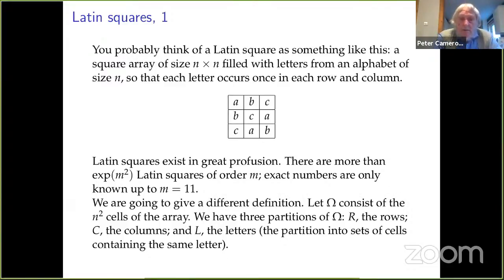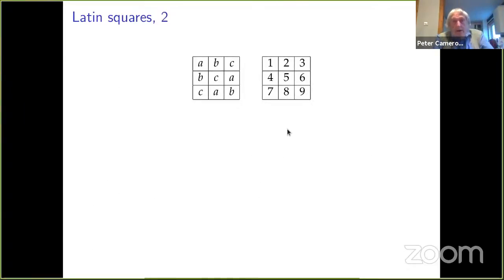But I'm going to define them in a different way in terms of partitions. So I'll take omega to be the set of n squared cells in the array. So here omega has size 9. And there are three partitions. Omega is partitioned into three rows, each of which contains three of the squares. It's partitioned into three columns, each of which contains three squares. And the letters also give you a partition. There's the three squares containing the letter A, the three squares containing the letter B, and the three squares containing the letter C. You remember I told you that one way of thinking about a partition is the kernel of a function. Well, the Latin square, in a sense, is a function from the set of cells to the alphabet, because the function tells you what letter to write in each cell, and it's the kernel of that function that is the letter partition.